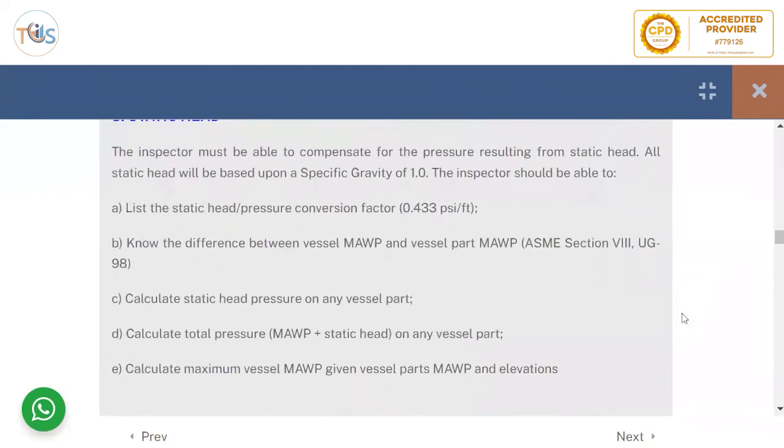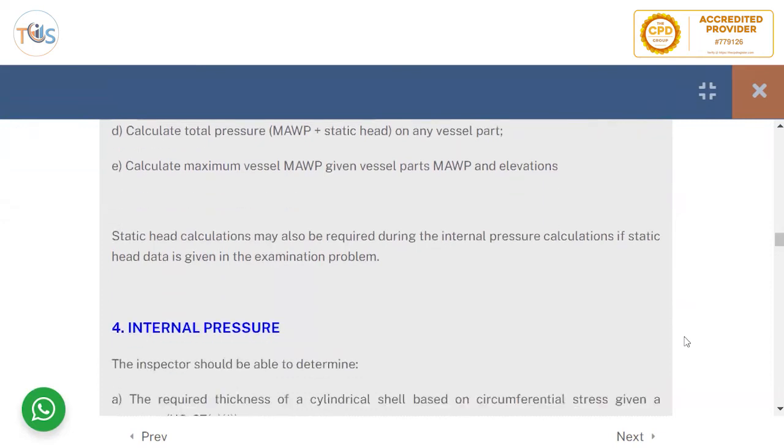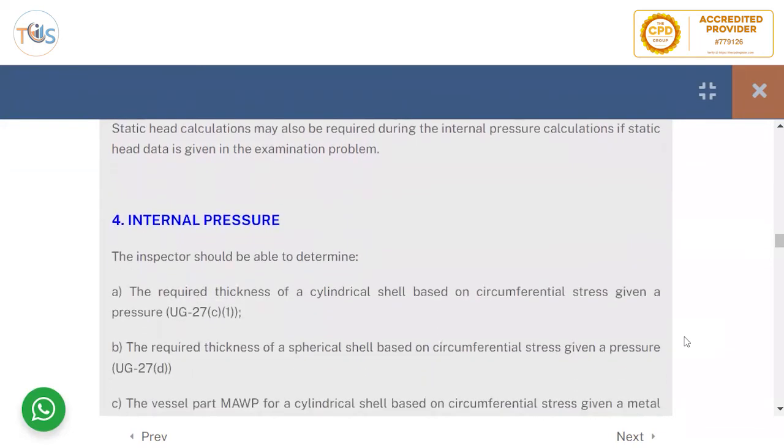You should know about the static head. For water with a specific gravity of 1, for each foot you have a 0.433 psi increase in pressure. So if the pressure at the top of the vessel, for example, is X, and the height of the vessel is say 10 feet, then you shall have 10 times 0.433 extra pressure because of the static head at the bottom of the vessel. So the total pressure would be the static head plus the maximum allowable working pressure at the top. You should be able to do this simple calculation.